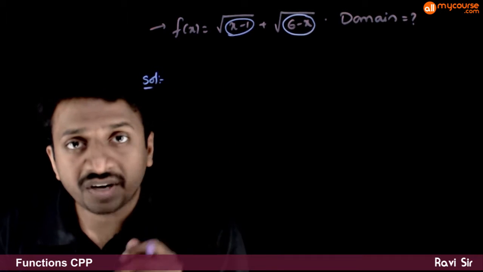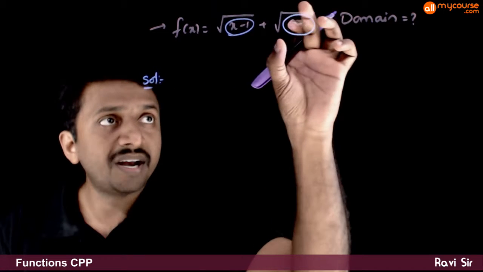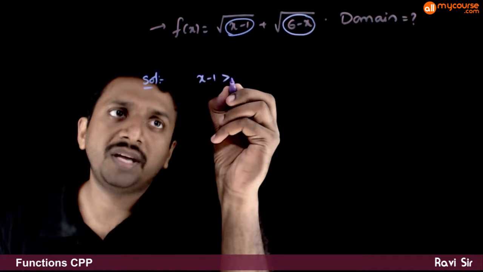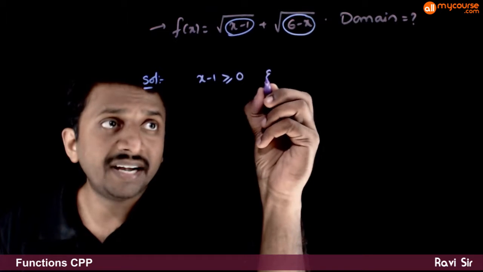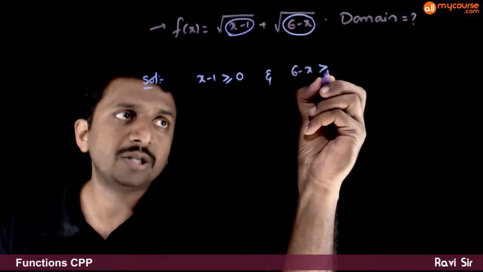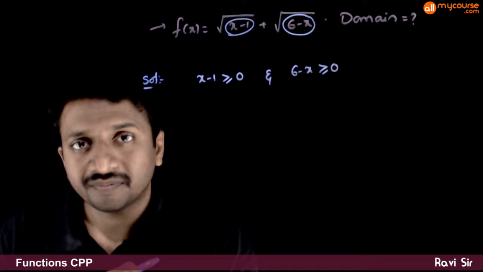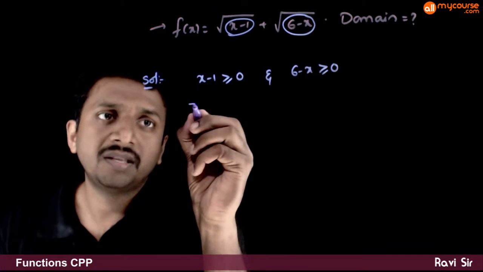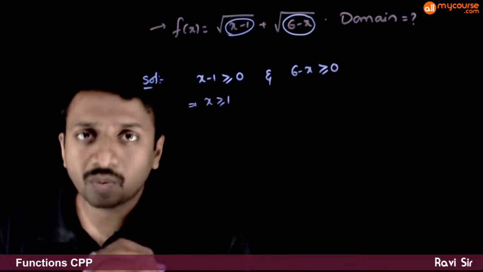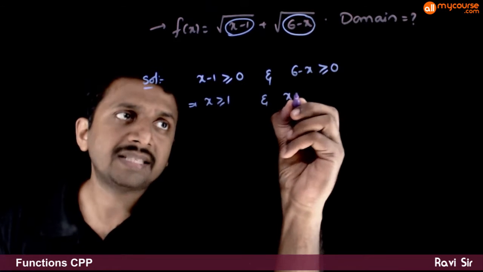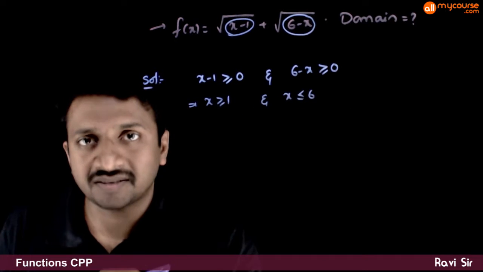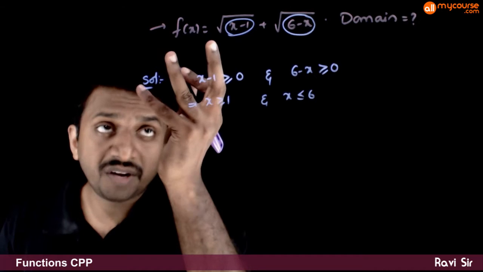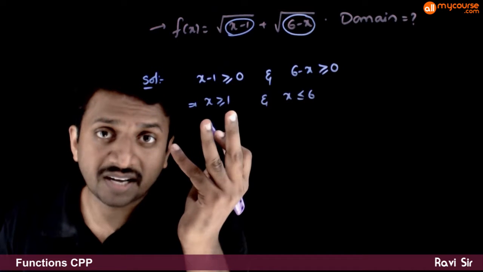So for this function to be defined, this also has to be defined, this also has to be defined. That means x minus 1 has to be greater than or equal to 0 and 6 minus x should also be greater than or equal to 0. So this has to be positive and this has to be positive. This implies x has to be greater than or equal to 1 and x has to be less than or equal to 6.